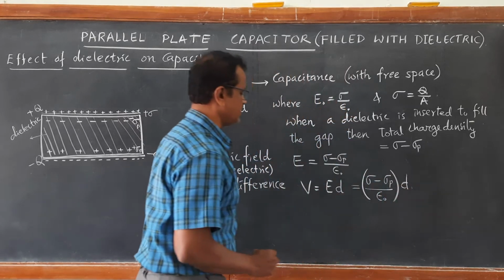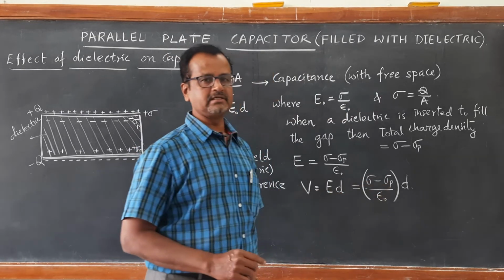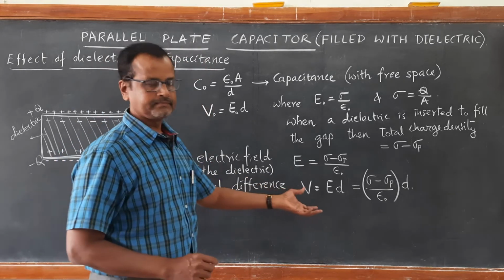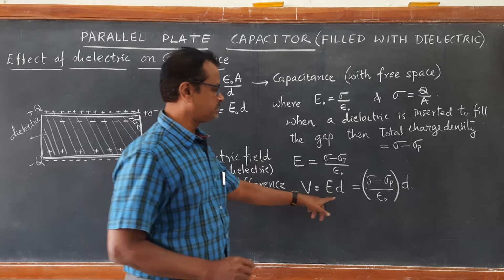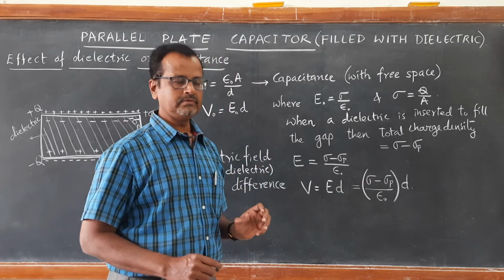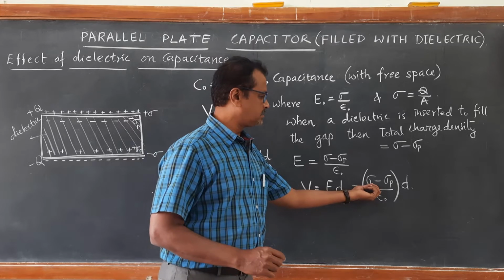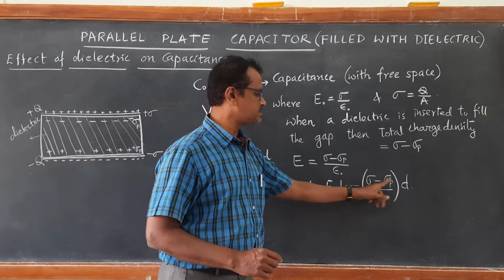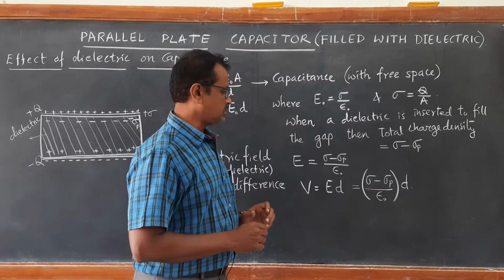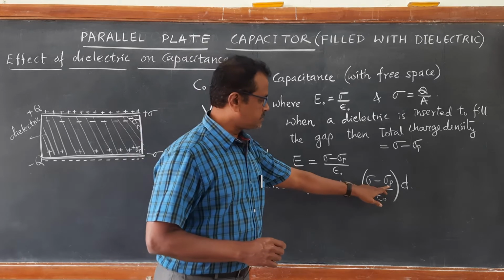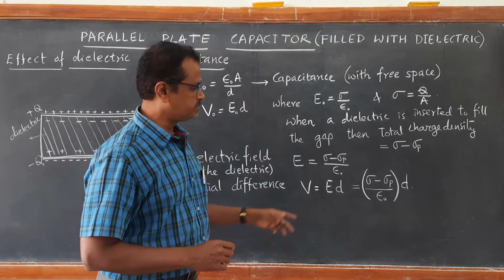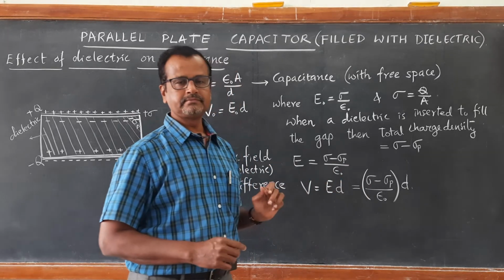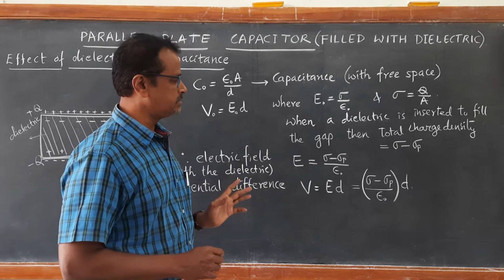Now, the interesting thing is that this total charge density sigma minus sigma p depends on the electric field. More the electric field, more is the polarization, and sigma minus sigma p will be less, right. So, whatever sigma p is, sigma p is directly proportional to sigma.